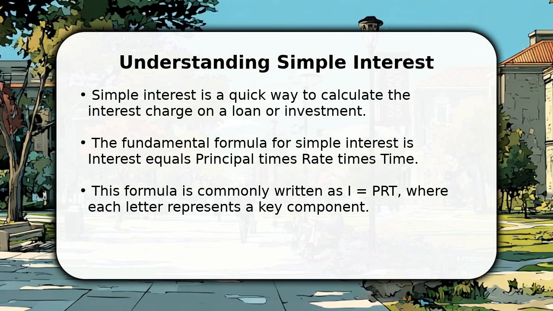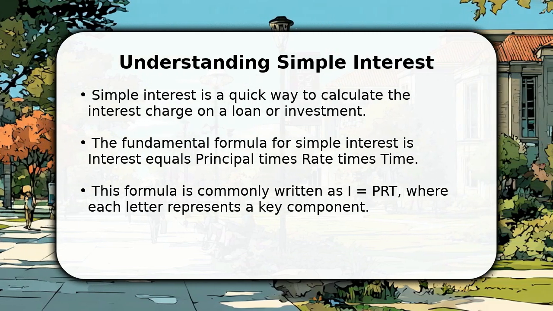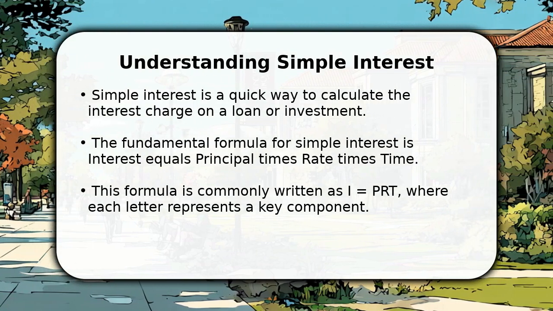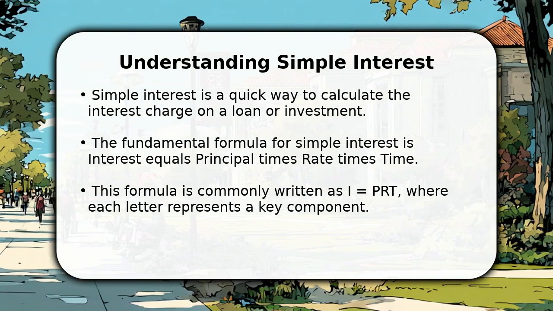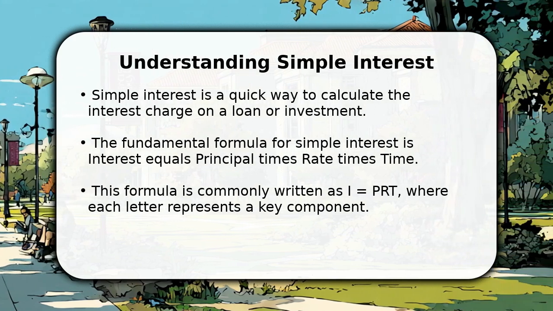Here, I represents the total interest earned or paid, P is the principal amount, R is the annual interest rate, and T is the time in years. This fundamental equation is our starting point for all calculations.